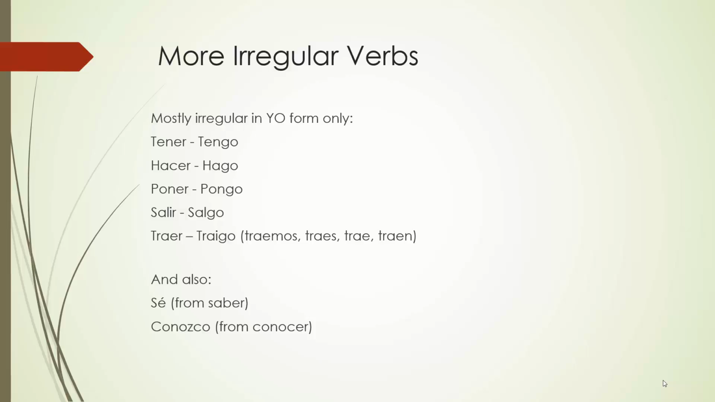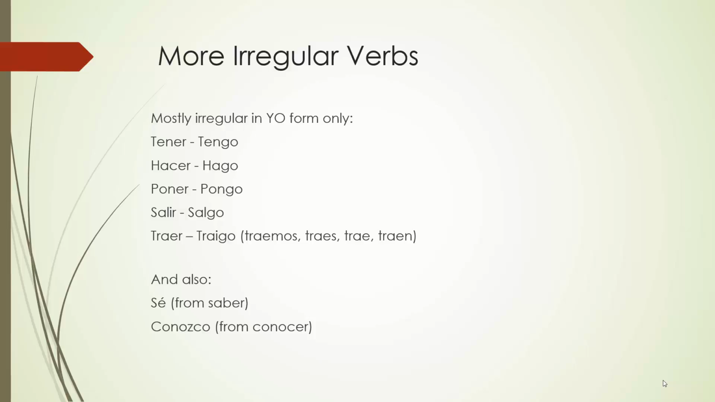Pongo and salgo and traigo are regular the rest of the way through. So pongo, but ponemos, pones, pone, ponen. Salgo, but salimos, sales, sale, salen. And I wrote out traer for you because it just looks so weird. Traemos, traes, trae, traen.